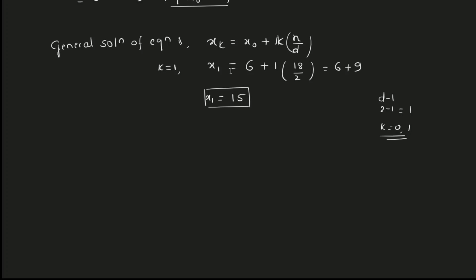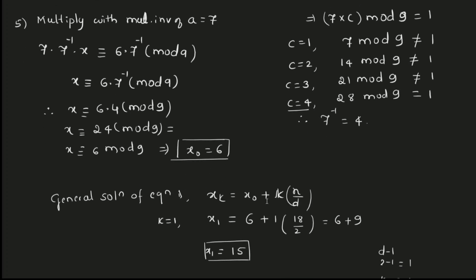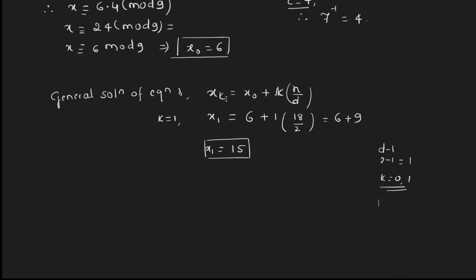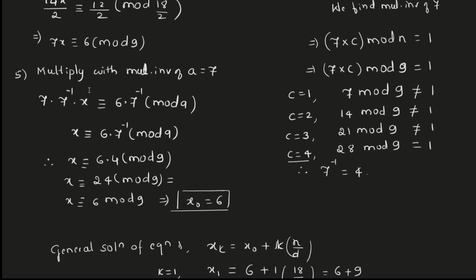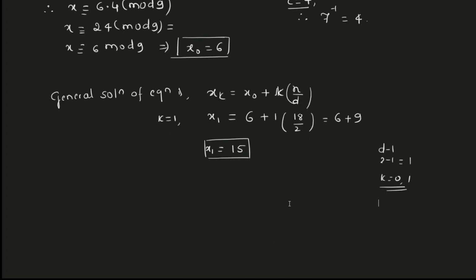If you don't want to do this, you can express it in equation form, x_k equals x naught plus k into n by d, and go on substituting k from 0, 1, 2. When k is 0, by the inspection method only, you can find x as 6. We'll see one more example so that you'll understand it in a better way.